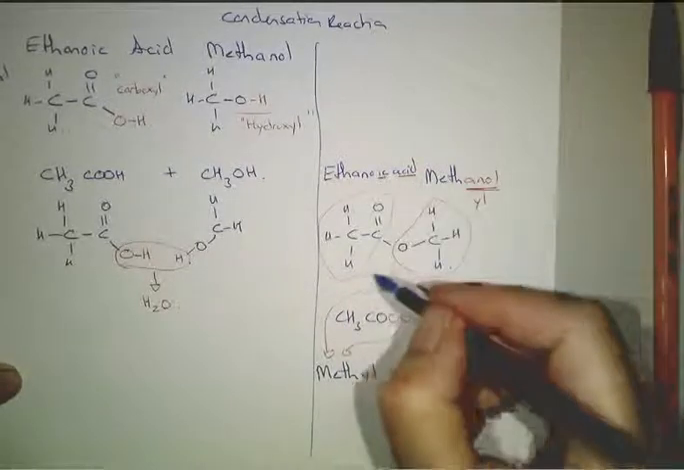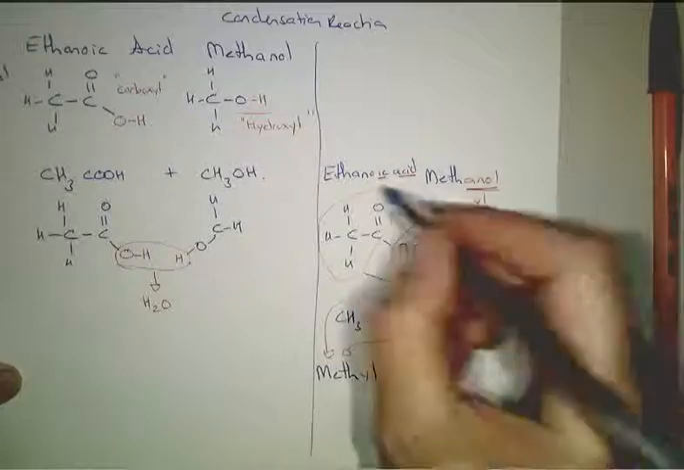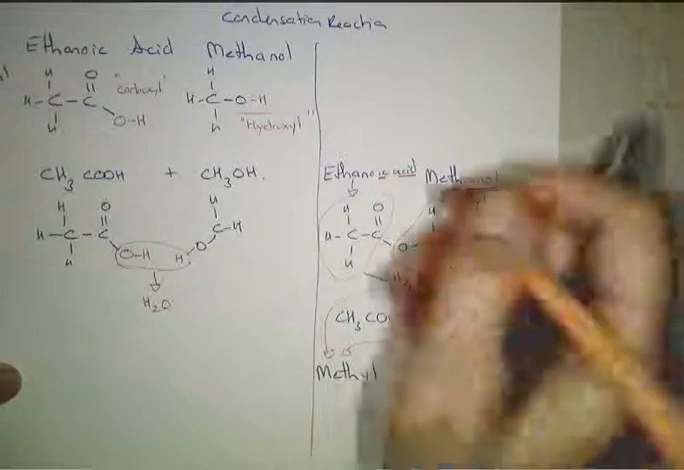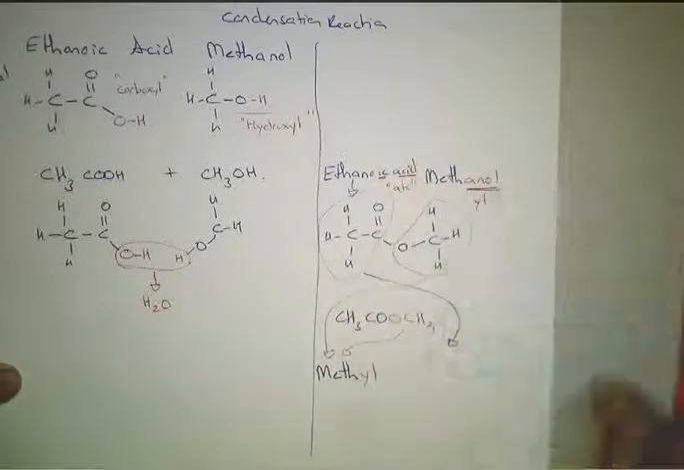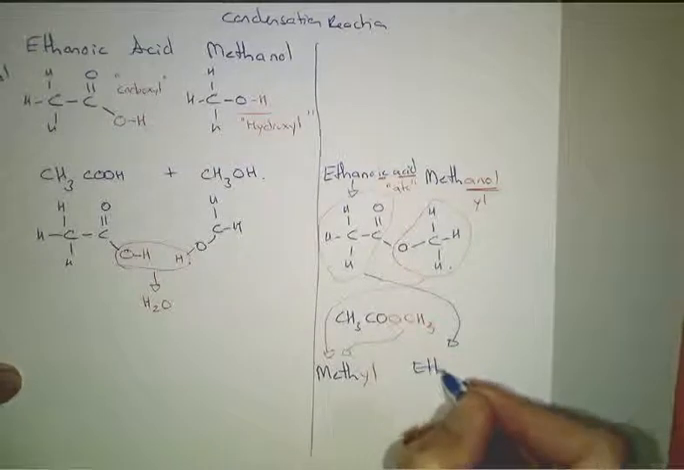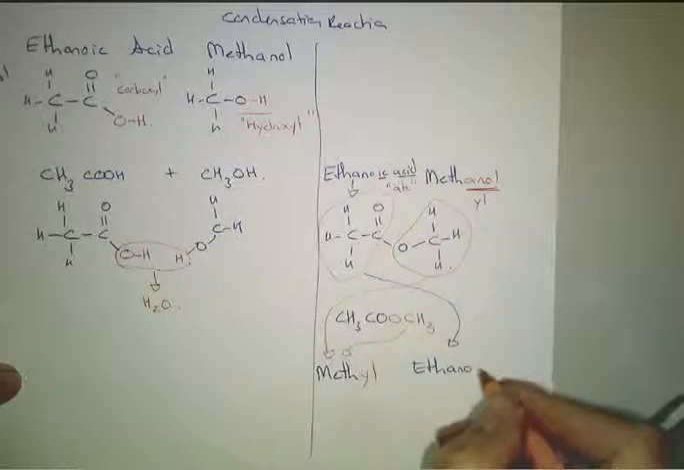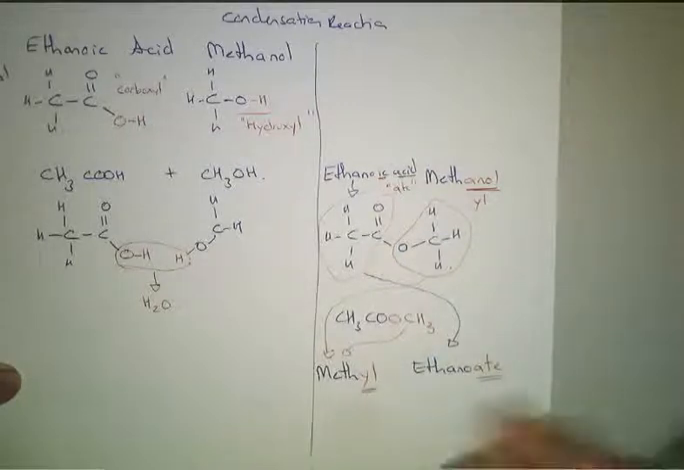then the carboxylic acid is next. So we change the ic acid to ate. Get rid of all of that. So it's ethanoic, the O stays, and then it becomes methyl ethanoate. So that's our ester.